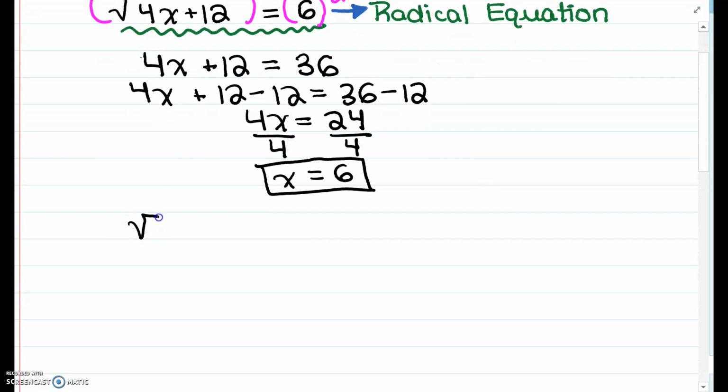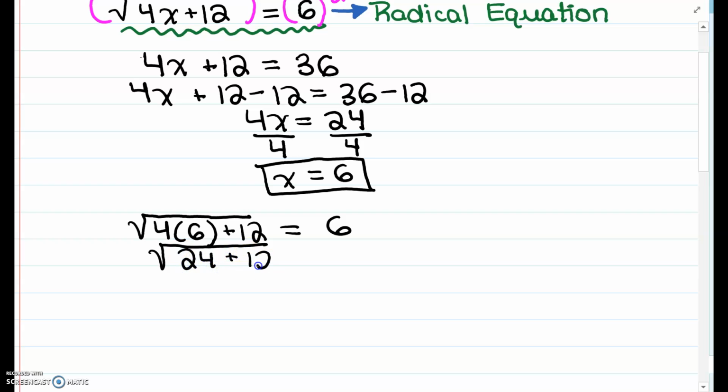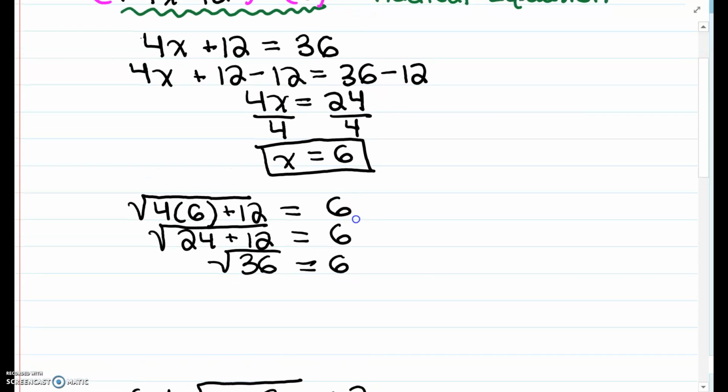So we have radical 4 times 6 plus 12 equals 6. We end up with radical 24 plus 12 equals 6. We get radical 36 equals 6. And this, in fact, is 6 equals 6. 6 is the solution because when we plug it back in, it satisfies the original equation.